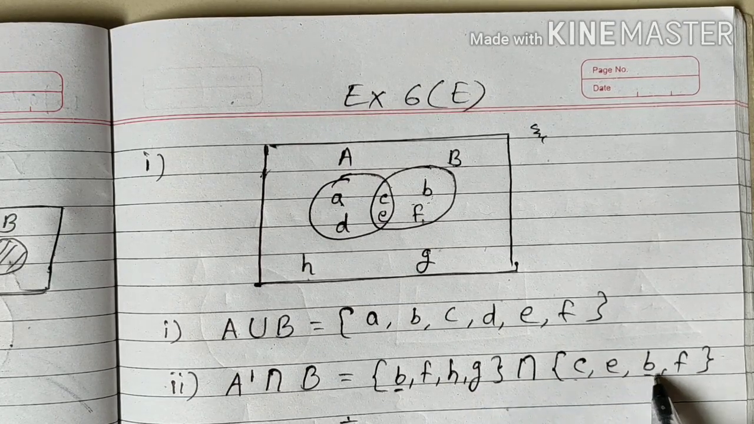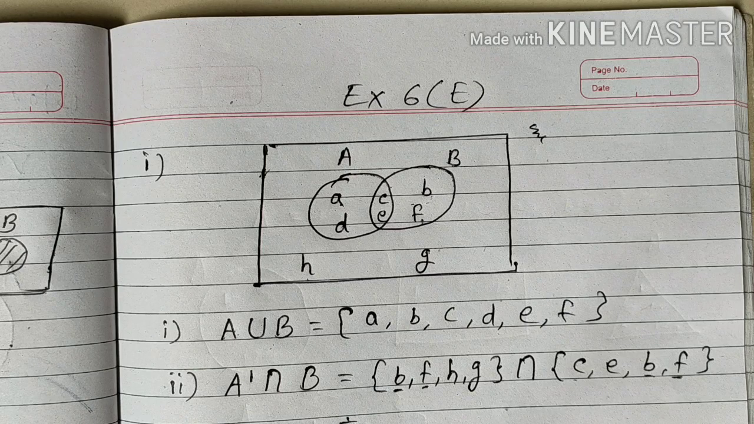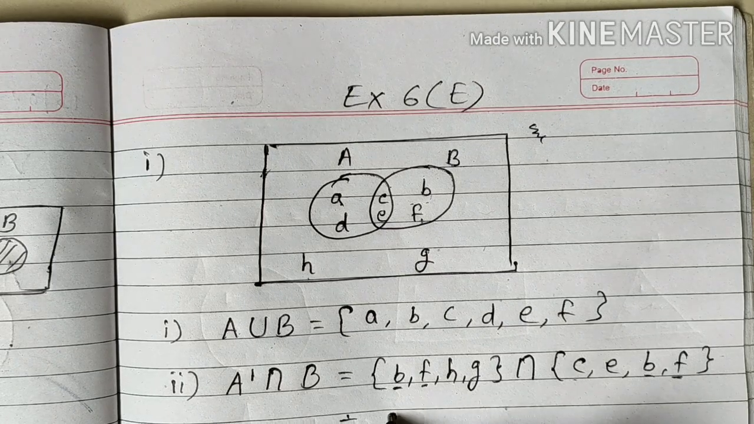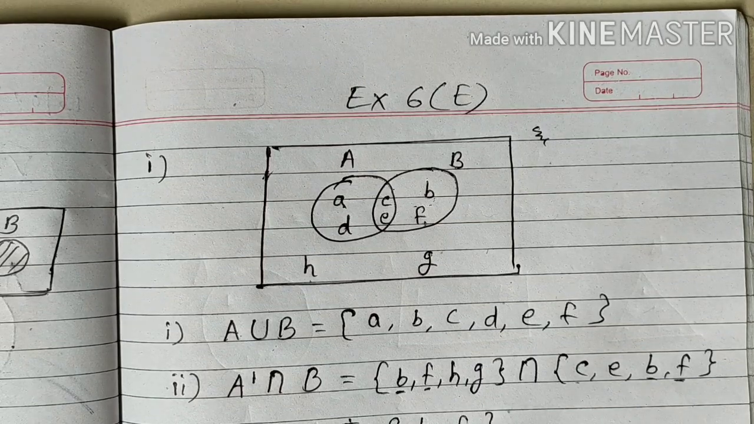B is there. F is there. You know? So that means only two elements are common between the two sets. So therefore, we can say that it will contain only the two elements B and F. Got it?